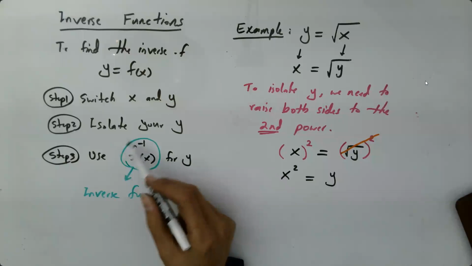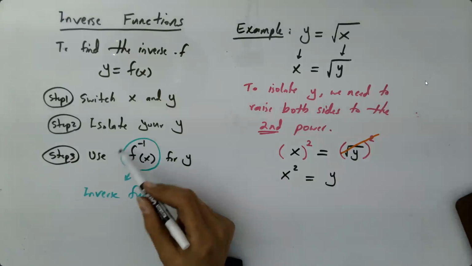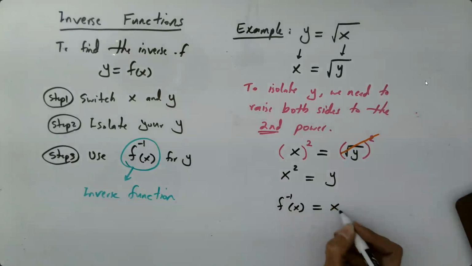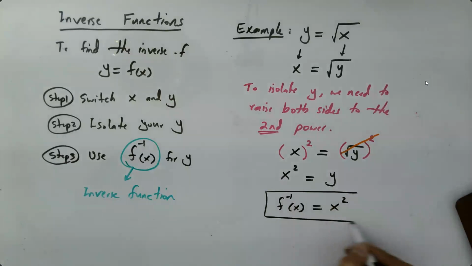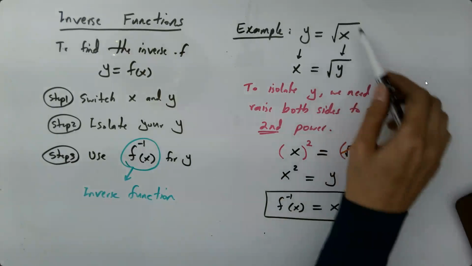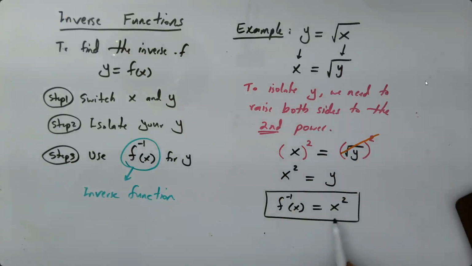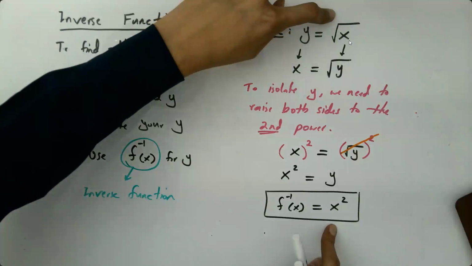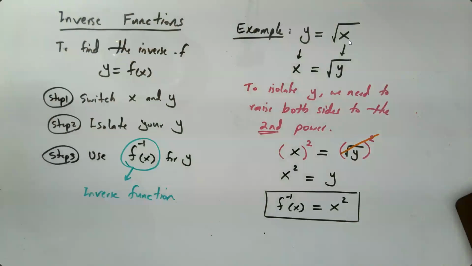Last step, use inverse function notation for y. So I get inverse of f equals x squared. This is our answer. We expected that. The inverse of the square root function is the quadratic function. These functions, if you graph them, are mirror images of each other with respect to the line y equals x.